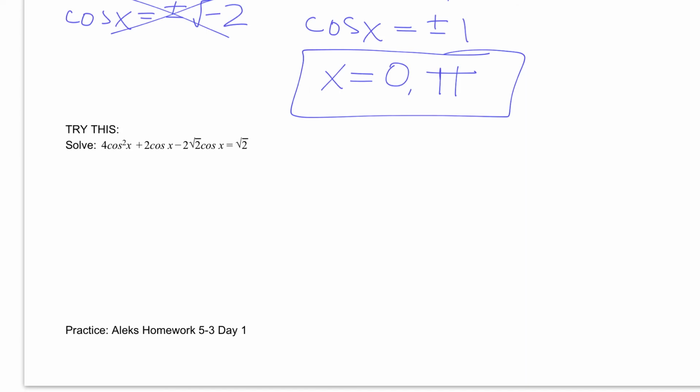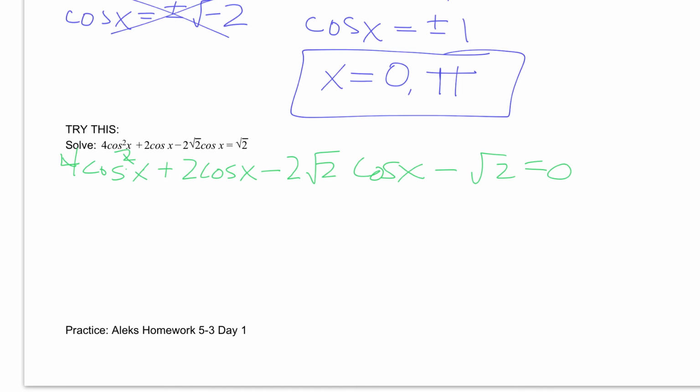If you did the try this, this requires you to factor by grouping. So I'm going to go through that factoring part real quick, and then I'll tell you what the answers are. First thing you'd want to do is subtract that square root of 2 over to the other side. So we have cosine squared x plus 2 cosine of x minus 2 square root of 2 cosine of x minus the square root of 2 equal to 0. And then what I'm going to do is I'm going to group these.